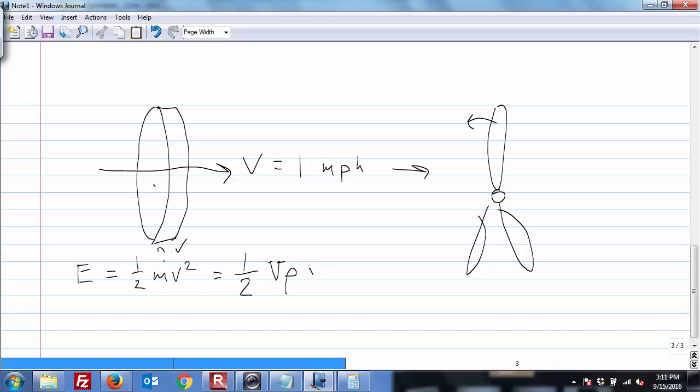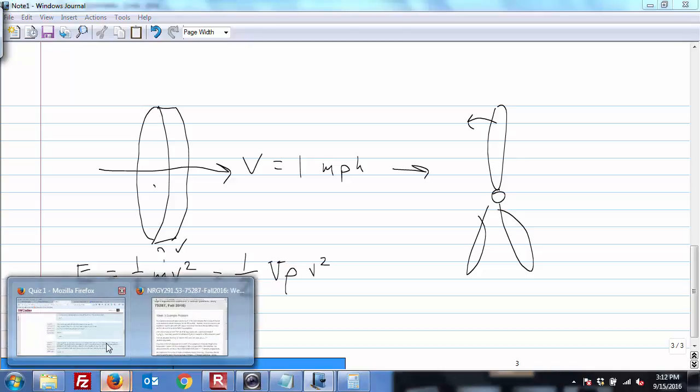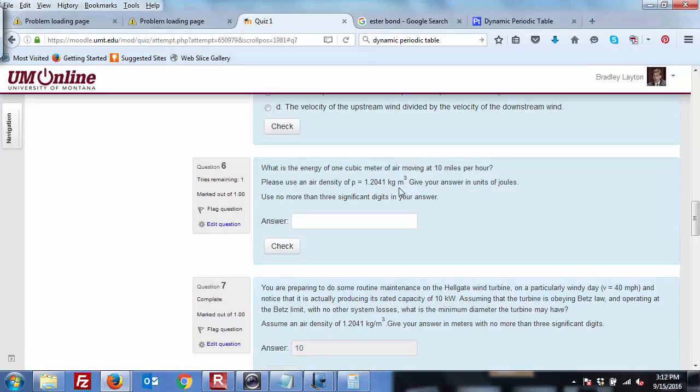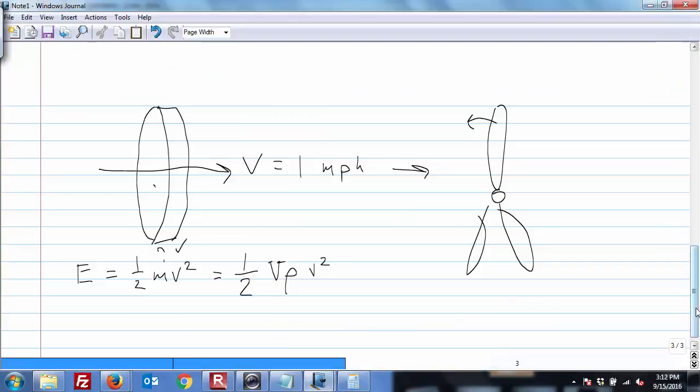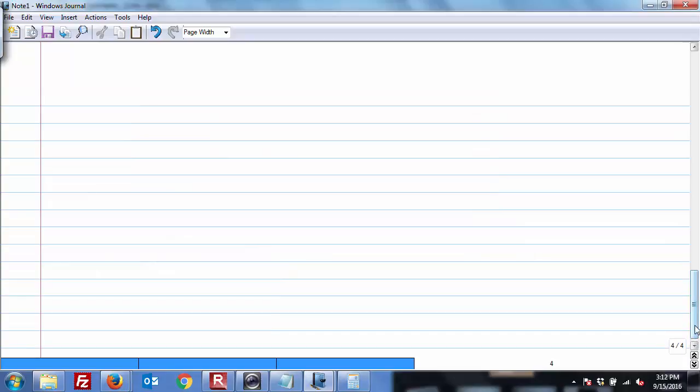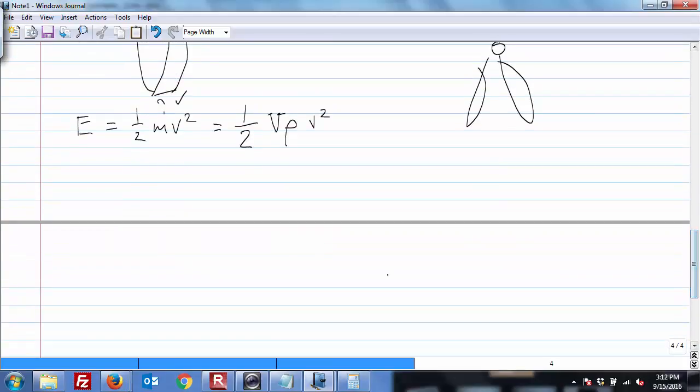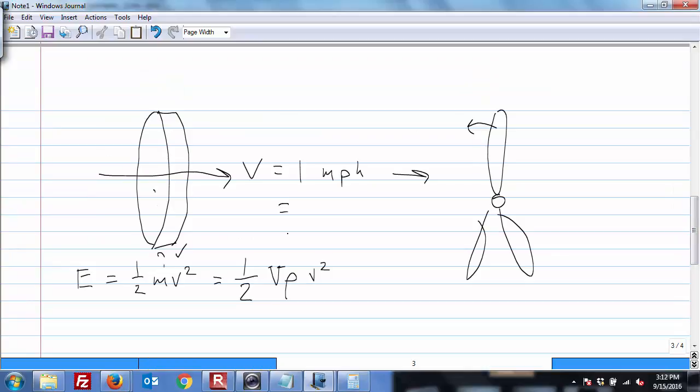Times the velocity squared. Now, the trick here is that I've given you this in miles per hour, and I want this in joules. So I'm going to have to take the miles per hour and convert it to SI units so I can get to joules. Okay, so from there, E equals, and let's just take that 1 mile per hour and convert it to meters per second.